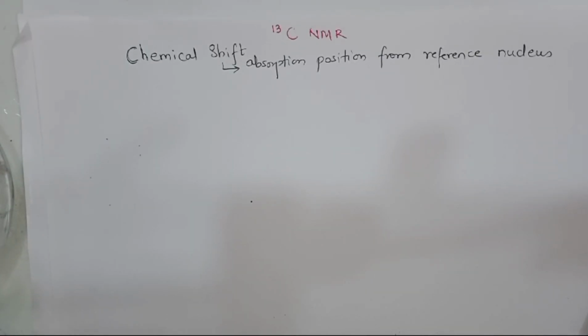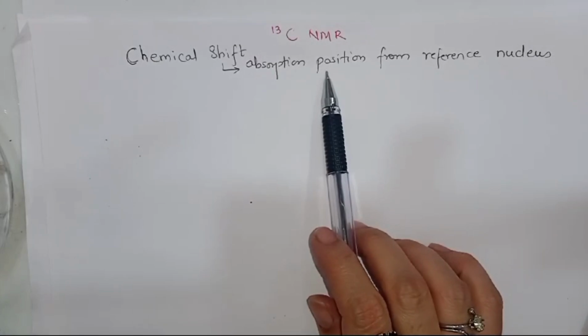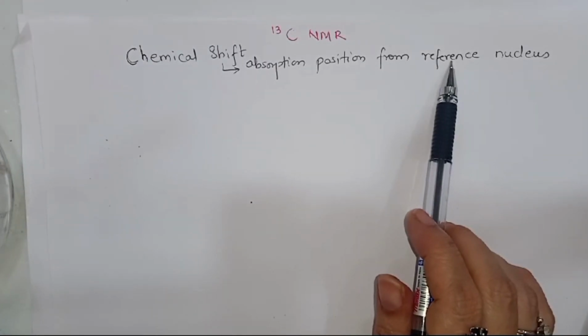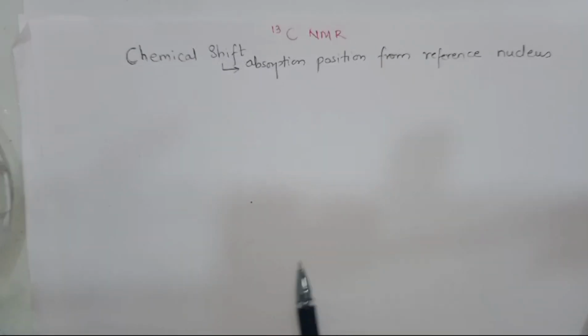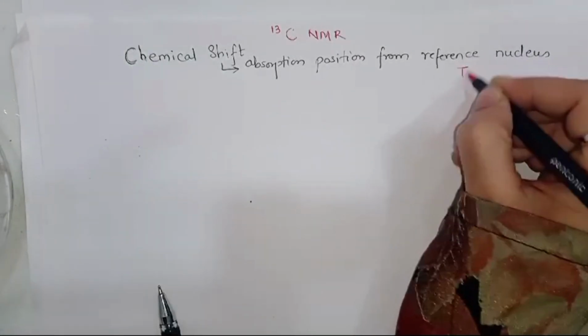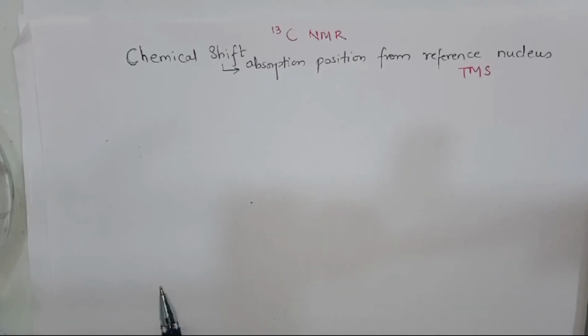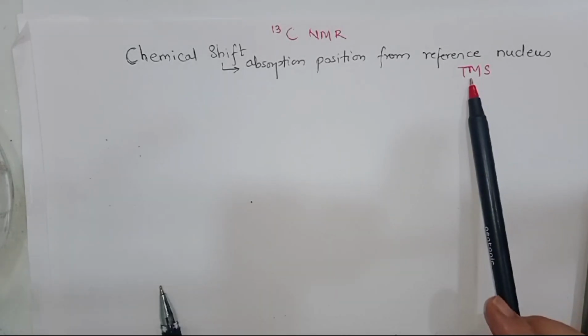First of all, let me tell you what is chemical shift. It is the difference in the absorption position of a particular nucleus from the absorption position of a reference nucleus. Normally, that will be taken as TMS. TMS stands for tetramethylsilane, which is used as a standard. This is called chemical shift. Chemically equivalent carbons have the same chemical shift.